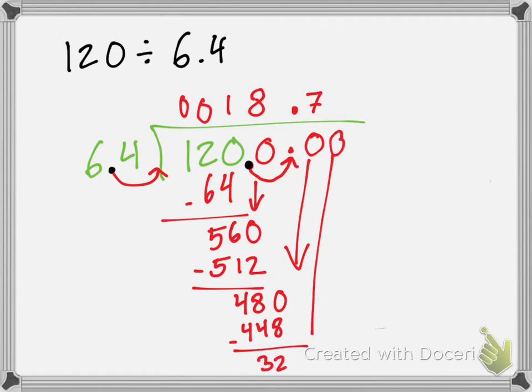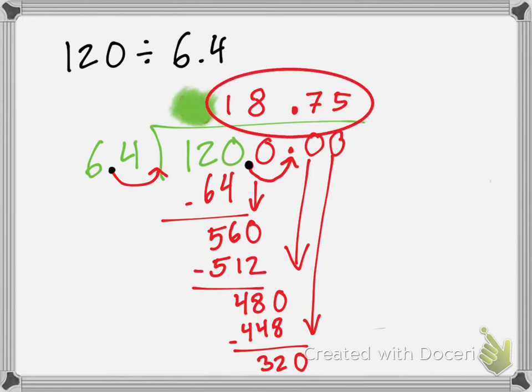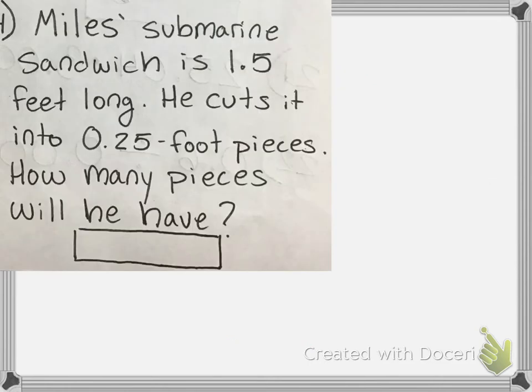I still have to bring down more zeros. And then lastly, how many times does it go into 320? It goes in 5 times evenly. 5 times evenly. Excellent. So we find out these zeros in the front, we don't even need to care about them. And we find out it is 18 and 75 hundredths. 18 and 75 hundredths.